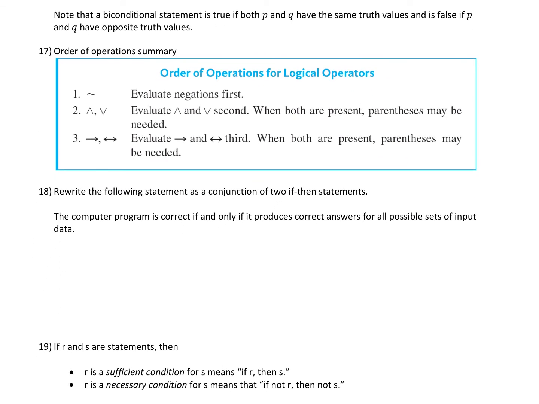Okay, so a summary for all the order of operations for logical operators that we have thus far. Obviously, parentheses is the very first thing. But then you do negations. Then you do ands and ors. And if you have both ands and ors, parentheses may be needed to be explicit about what the order is. And then you do implications third and biconditional statements third. When both are present, you'll need parentheses.